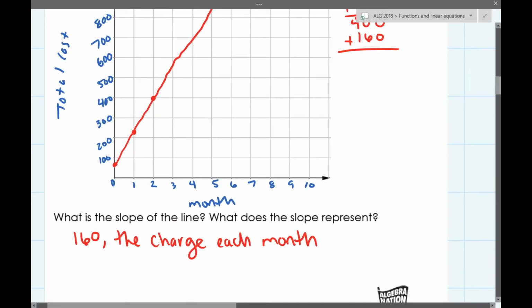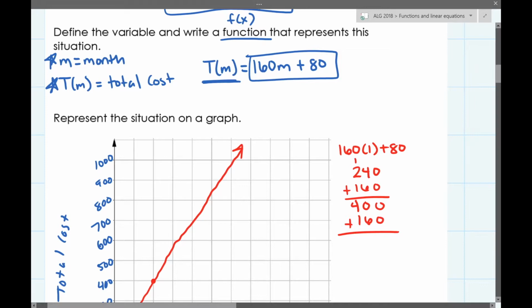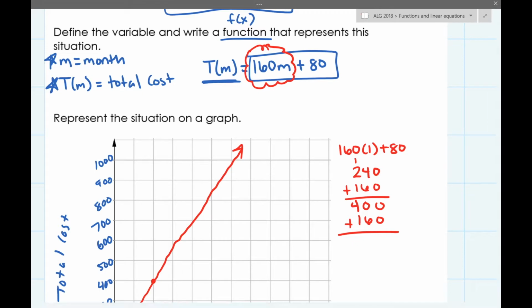One thing I want you to notice, what is 160 attached to? So what is this attached to? Well, it's attached to a variable. So keep that in mind, a hint right there. It is attached to a variable.